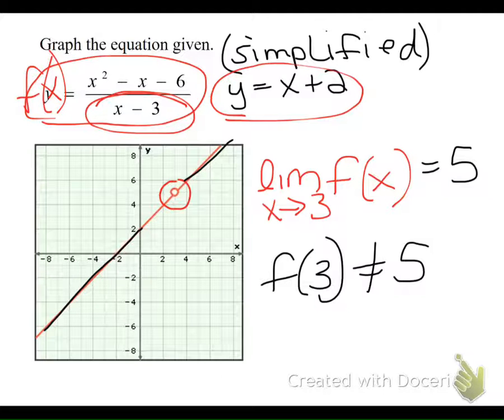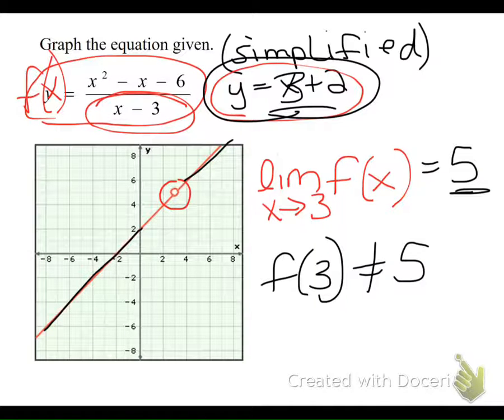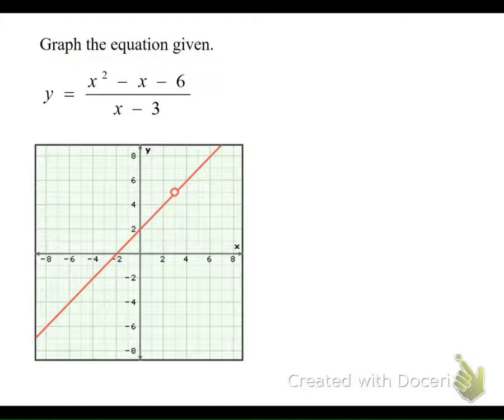Okay, algebraically, by the way, if you didn't have this graph, then if you plug the 3 into the simplified equation, it also would give you the value of that limit. Okay, so let me say it again. The limit is the height the graph approaches, regardless of whether or not it actually reaches that height.